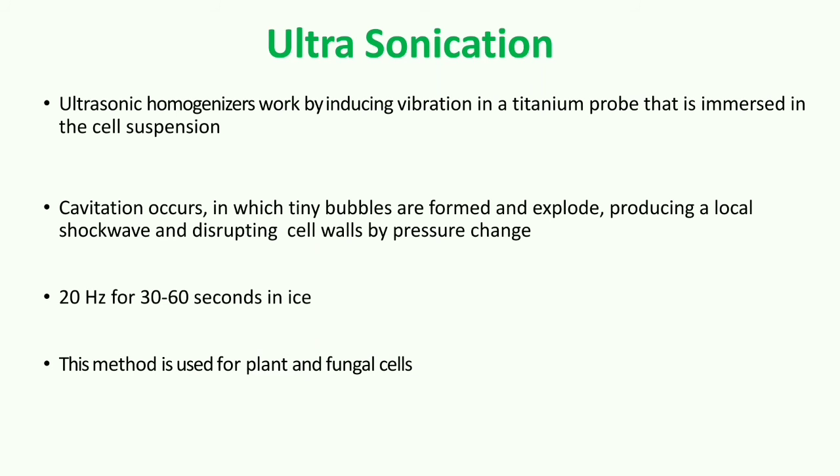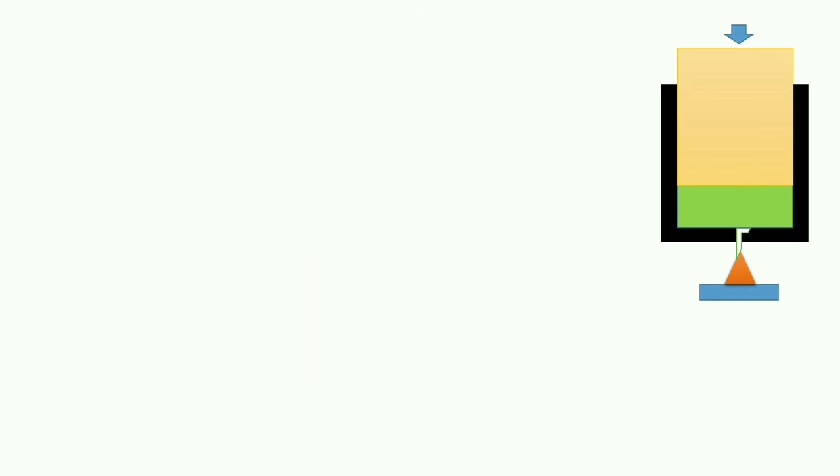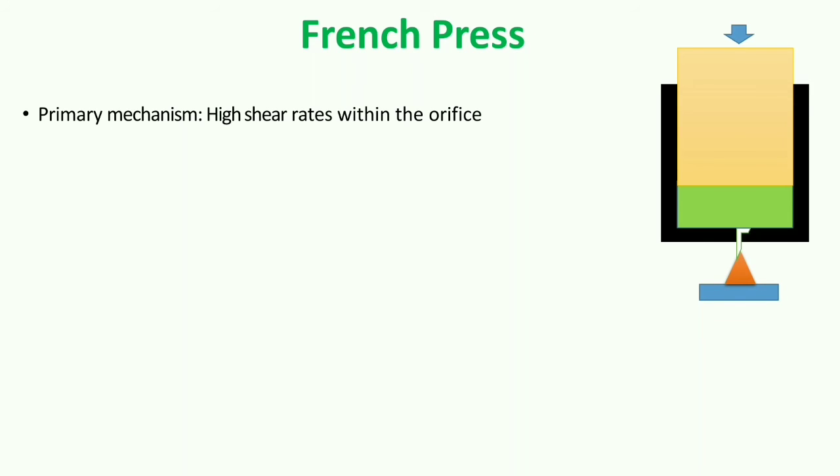This method is mainly used to bring about lysis of the plant and fungal cells. One can use ultrasonication in combination with different chemical methods. We move on to the use of French press. The primary mechanism of French press is to use a high shearing rate within the orifice. French press is the most commonly used instrument for bringing about lysis of bacterial cells.